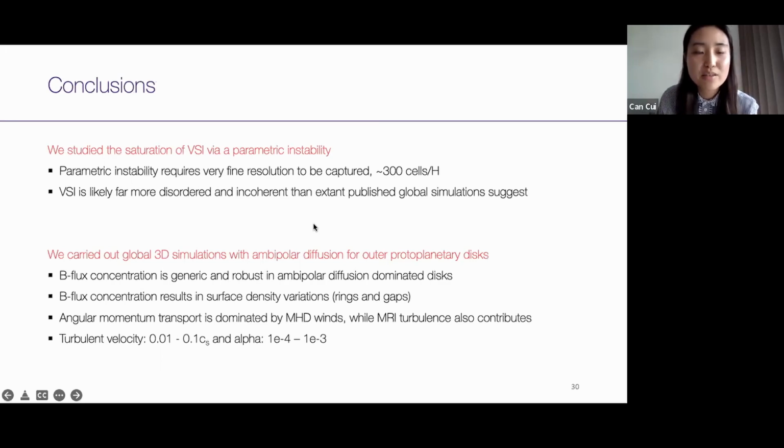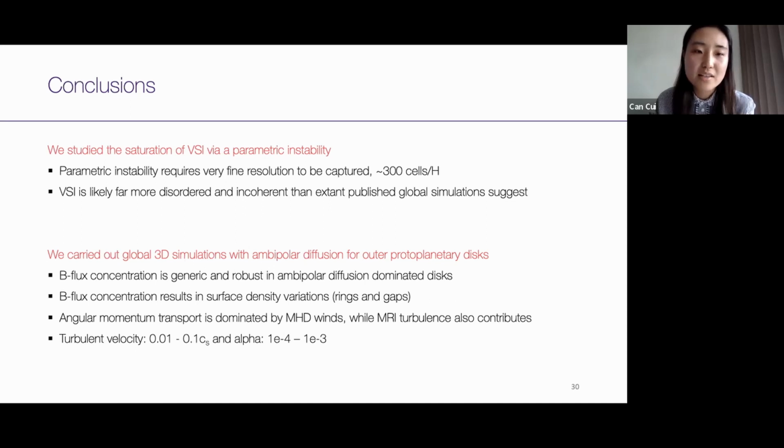Okay, so that's pretty much all I want to talk about. Just to quickly sum up, we studied the saturation of the vertical shear instability via parametric instability. The parametric instability requires very fine resolution to capture, about 300 cells per scale height in global simulations. The VSI is likely far more disordered and incoherent than the current global simulations suggest.